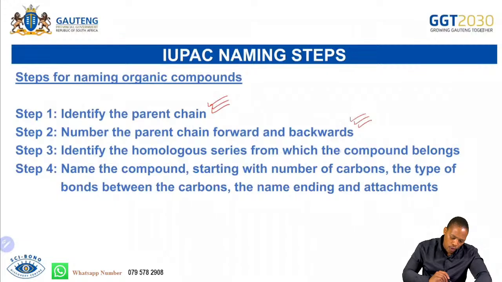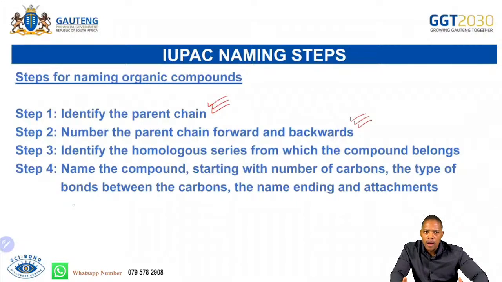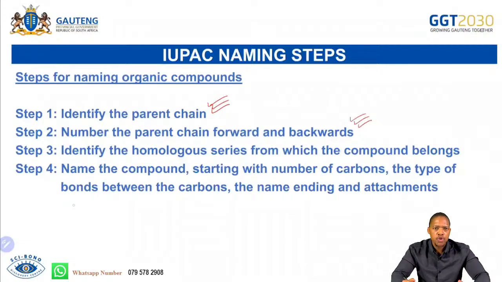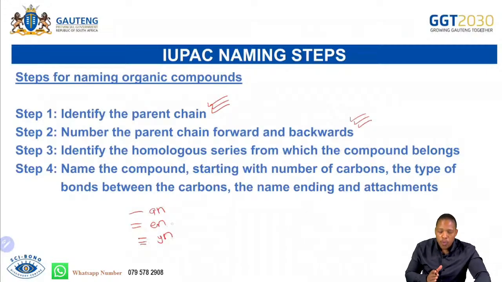Okay, and then step number 4, you start naming the compound. And how do you start naming the compound? You start with the number of carbons. If you have 3 carbons, you are going to call it prop. Okay, and then from there you are going to ask yourself the type of bonds between the carbon atoms. If you have only single bonds, it should be an next to prop. But if you have a double bond, it means next to prop there should be an en. If you have a triple bond next to prop, it should be yn. Okay, so that's how you would know that.